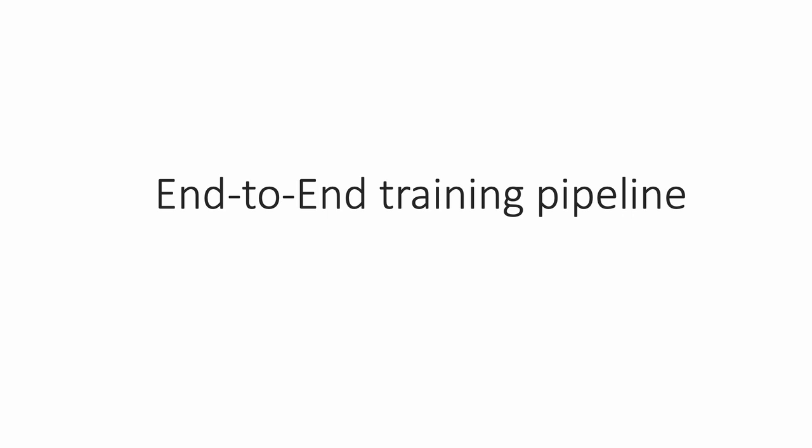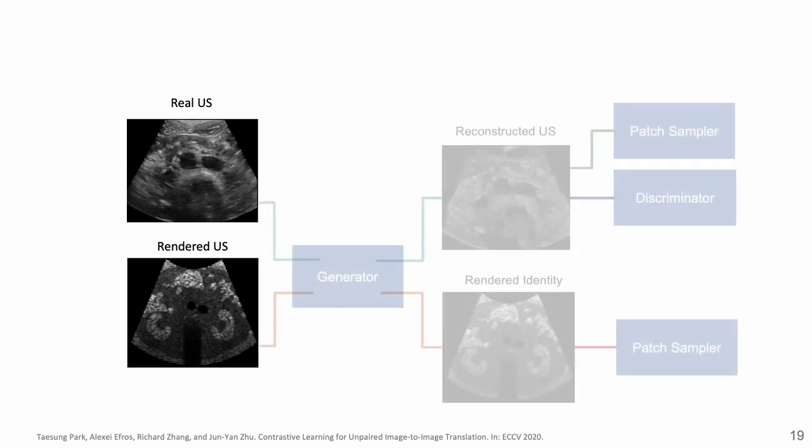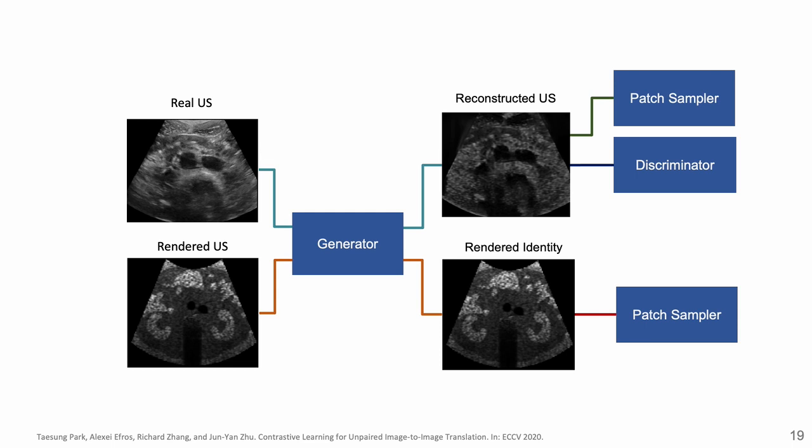We construct our pipeline in an end-to-end training setting. We train a style transfer network between real and rendered images to account for the domain gap. We utilize an unpaired and unsupervised network using a contrastive learning scheme, where the generator learns to translate images into the target's appearance using adversarial and contrastive losses.